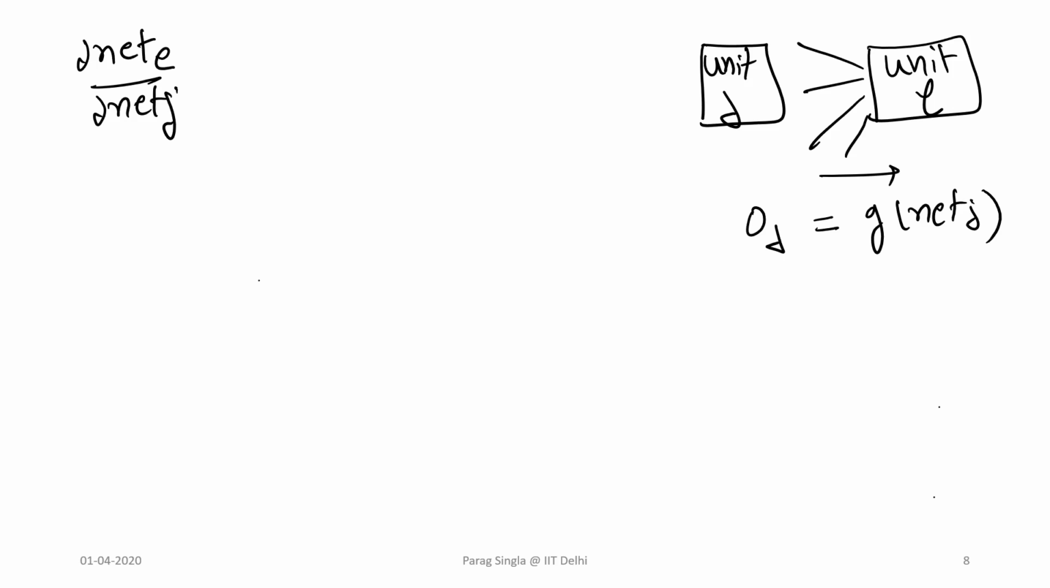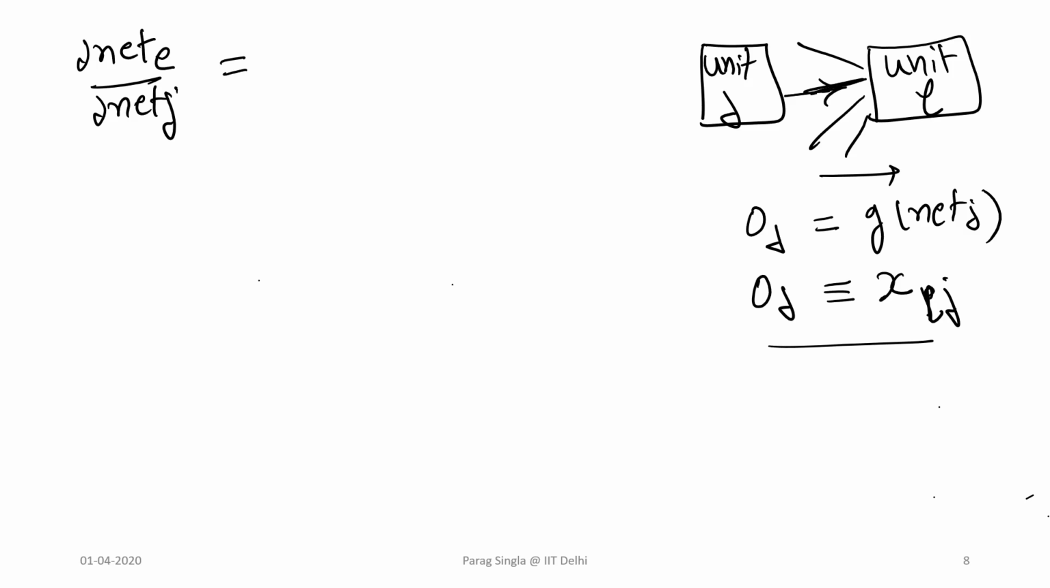Also, something very important to realize is that OJ is nothing but the input from unit J to L, that is XLJ. And why is that? This is because the input from J to L is exactly the output that this unit J will produce, which is OJ, right? So this will be a very important fact that we'll use in the current computation.